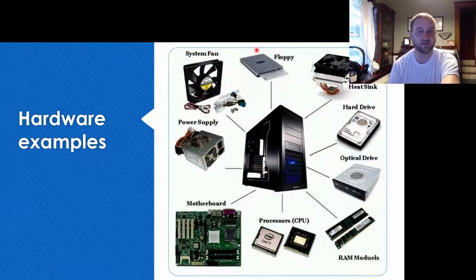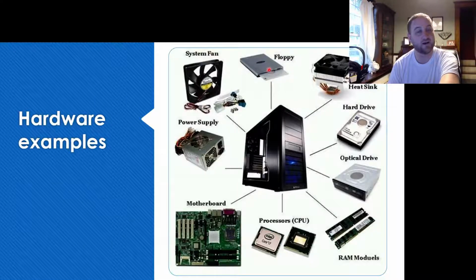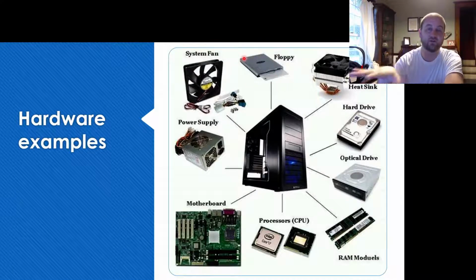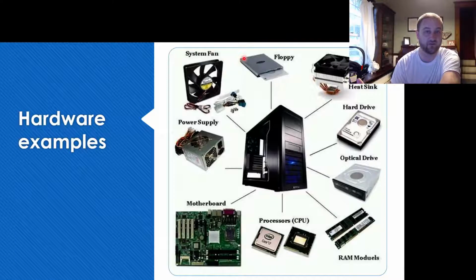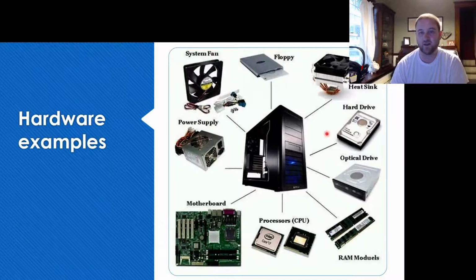Floppy disks were something in the 90s computers, right? It's kind of like the CD-ROM or the DVD-ROM, where you could put a floppy disk in and it would save stuff for you, okay? There's a heat sink. Hard drive. A hard drive is where you save a lot of data. Maybe you install something on your computer, you save it to your hard drive.